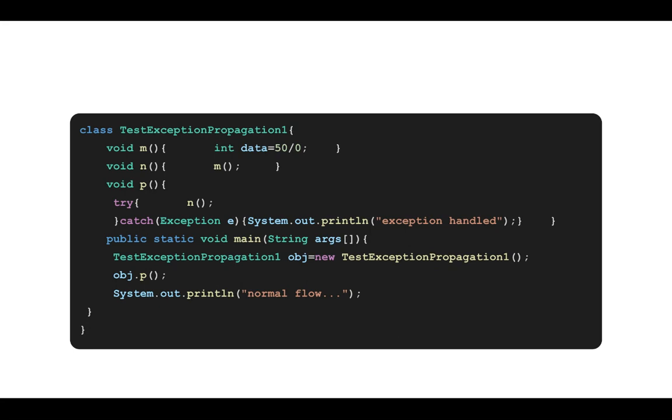A single method can call another method, which can call another method, which can raise an exception. In this scenario, we have called a method P, and the P method calls an N method, which calls a method M, and in method M there is an exception, but it has not been caught either in M or in N, but in P. So that's how the scenario works.